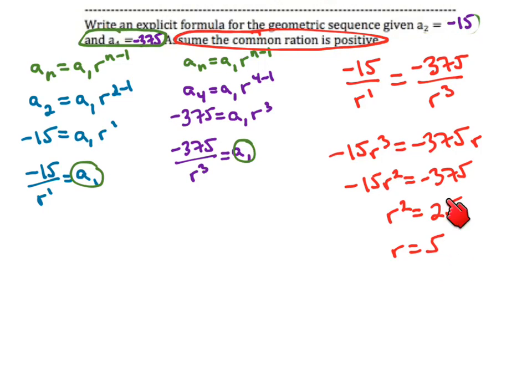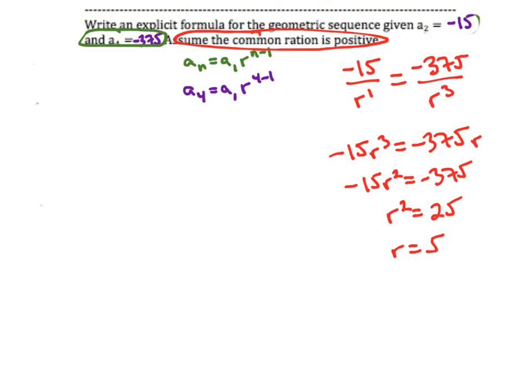Now what are we going to do? We're going to plug that into either equation to solve for a sub 1. Let's pick that equation. All right, so a sub 4 equals a sub 1 times r to the power of 4 minus 1. So I plugged in that negative 375 for the fourth term equals a sub 1 times, now I'm plugging in r, 5 to the power of 3. Remember, 4 minus 1, 3. Okay, we can solve. Negative 375 equals a sub 1 times 125.